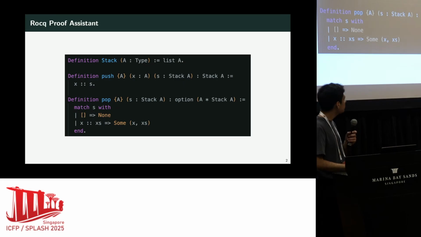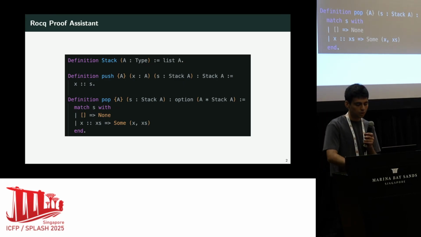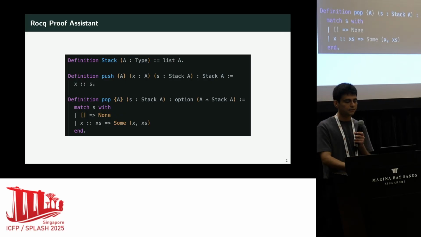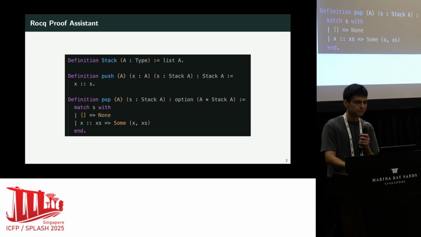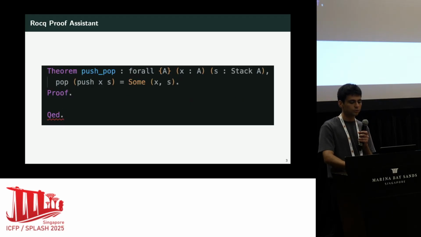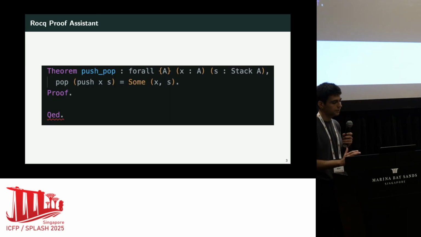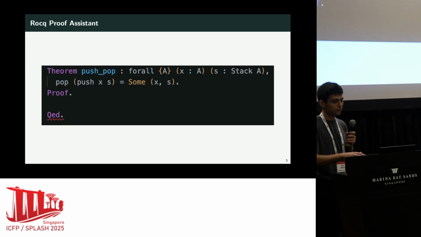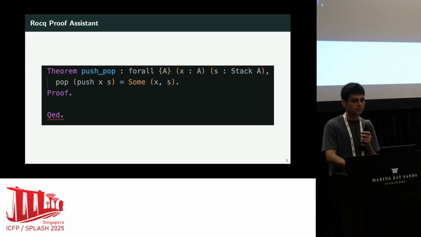And as an example, this is the Rocq proof assistant, which we evaluated our case study on. This is a definition of a stack. You can push, you can pop. The exact syntax does not matter right now, but what matters is the fact that Rocq has a small trusted computing base where you can write proofs, and if your proof passes the check, then it means it's 100% correct.